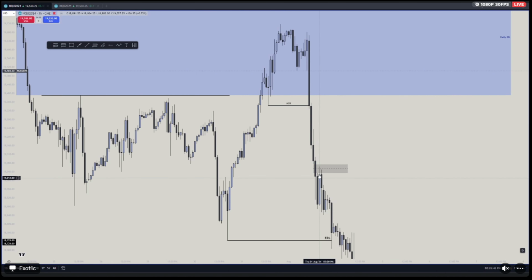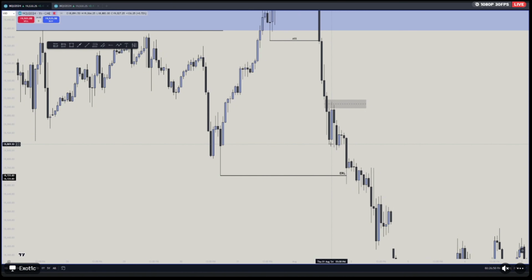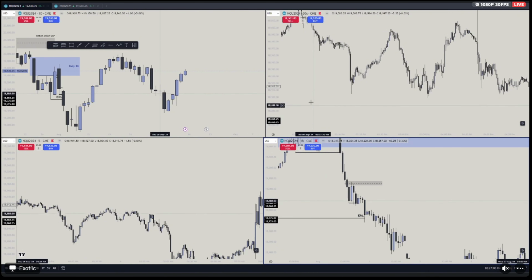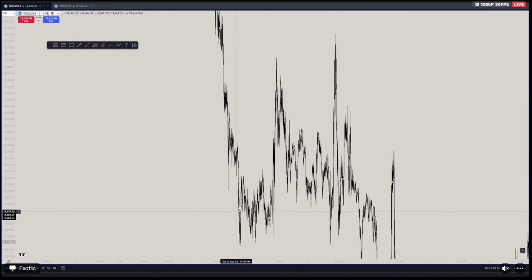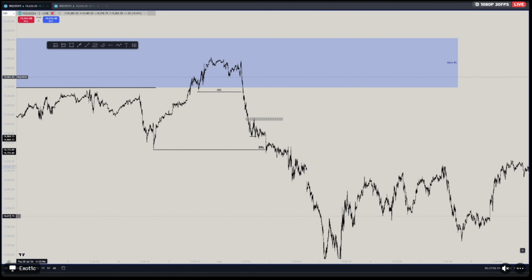right, we want to come back into internal range liquidity to target that external range liquidity, which in this case would be this low here on the hourly, right? From this low, if we wanted to, we can come down into the 5-minute here and we can see the exact same setup play out. Just find it here, right? Off of this hourly, right?